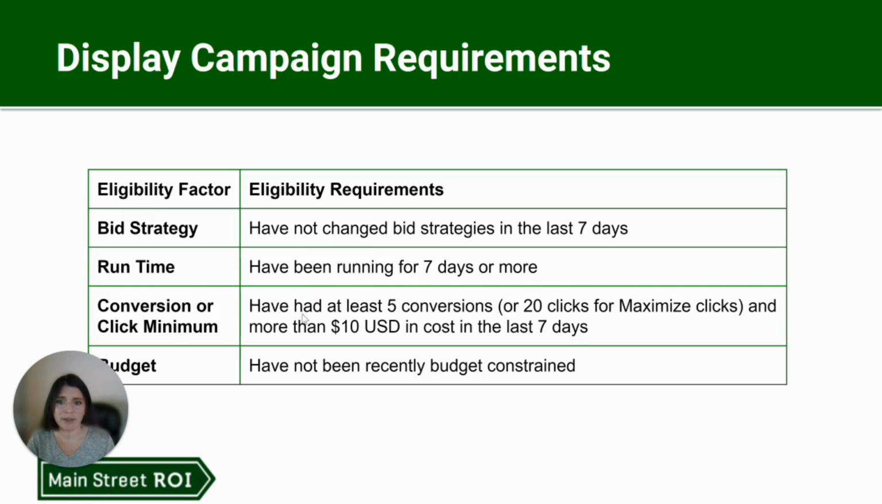And as far as conversions, you would have to have at least 5 conversions or 20 clicks for a maximized clicks bidding strategy and have spent more than $10 in the last 7 days within that campaign. And it should not have any recent budget constraints. So if you're getting notifications about impressions being lost due to budget, and if it's a significant amount lost due to budget, then Google may not have enough data for you to accurately provide these projections. So they don't want any of those budget errors popping up on the campaign.